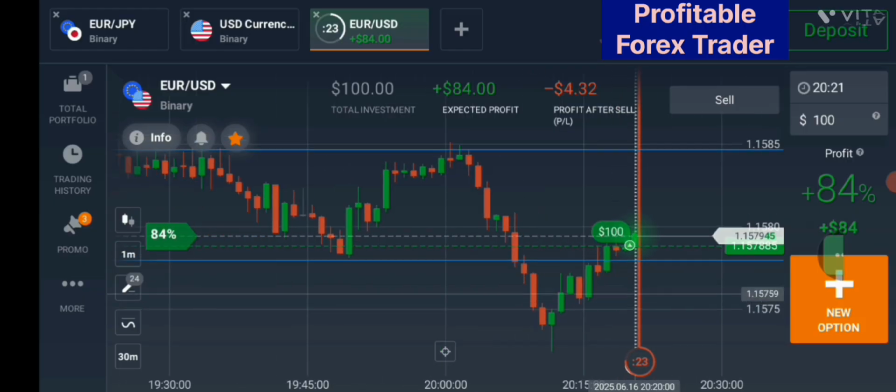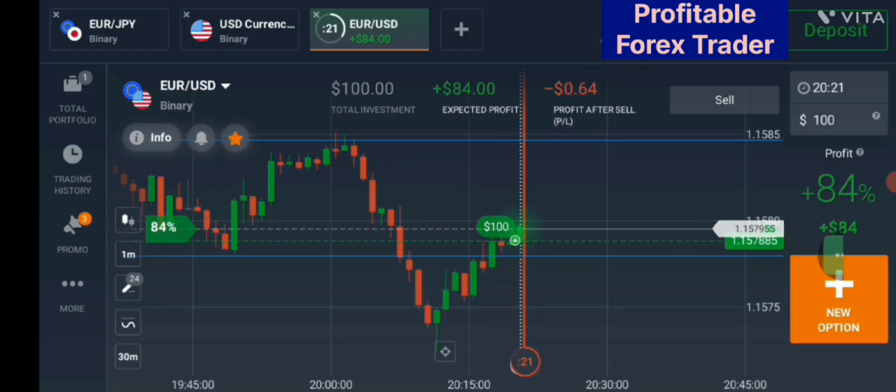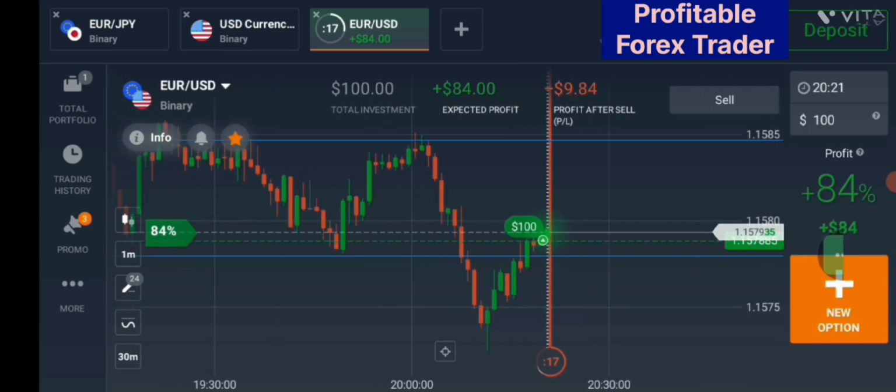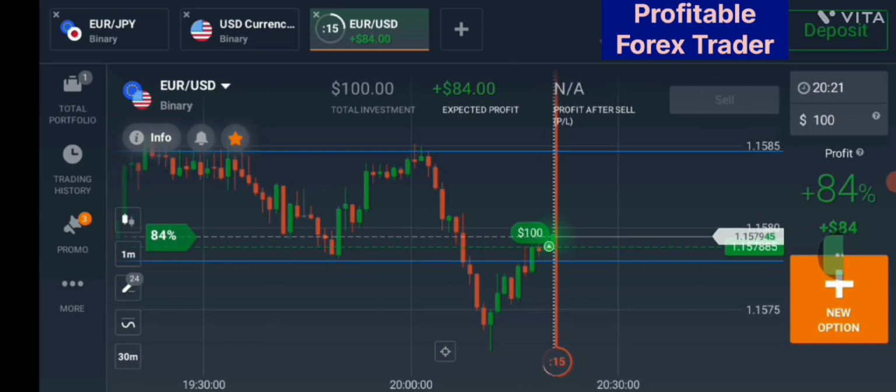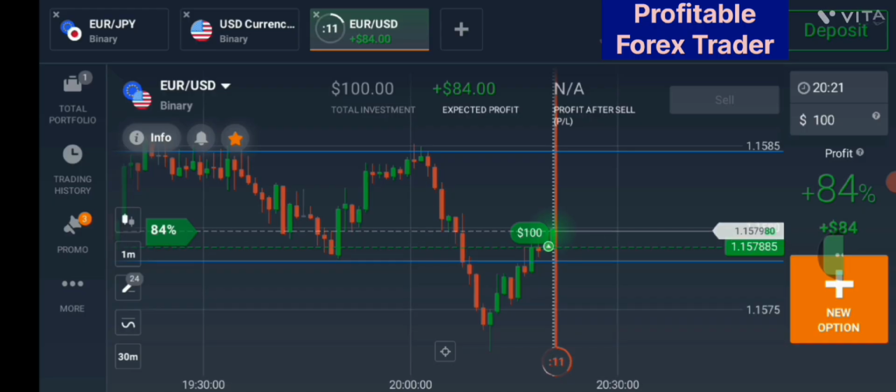All right, so I believe that I'm going to win this trade, except if the sellers now become strong here. That's when they're going to push the price down. But with the look of things, I believe that it's the buyers that would have the day, at least based on the time period I'm using. I'm using a 1 minute chart actually.